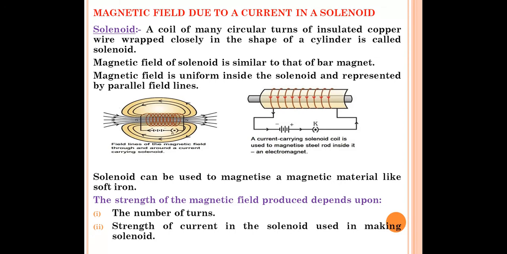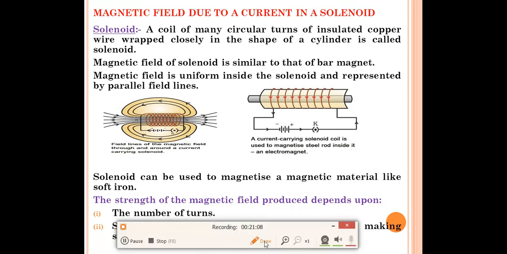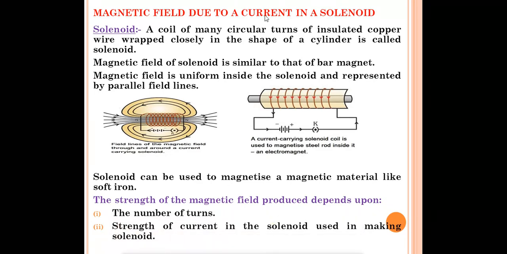Now, our next topic is magnetic field due to a current in a solenoid. First of all, you should know what a solenoid is. Now, we'll read about magnetic field due to a solenoid. This question is also asked, what is a solenoid?